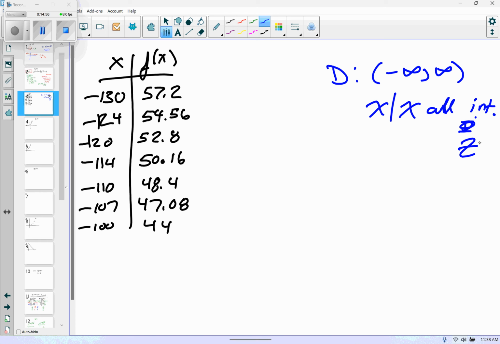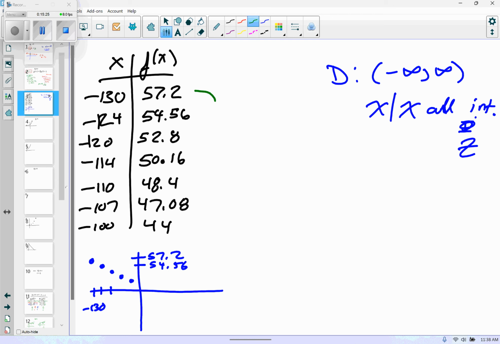Another representation of this problem. Well, it's not going to be the prettiest, but if you had like negative 130 back here, and then this is 57.2 up here, and then this is like negative 124, that's right here, and this is 54.56, right here. We can just keep our data going down in some fashion.